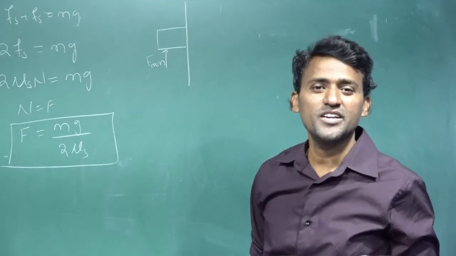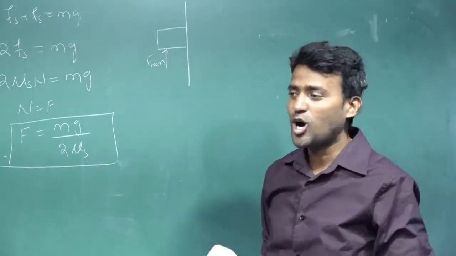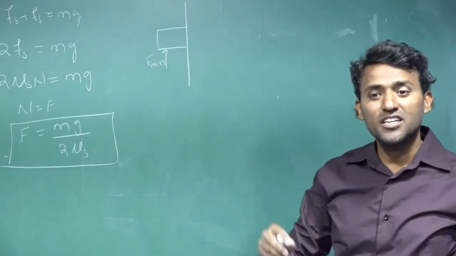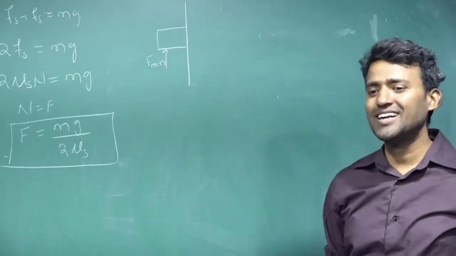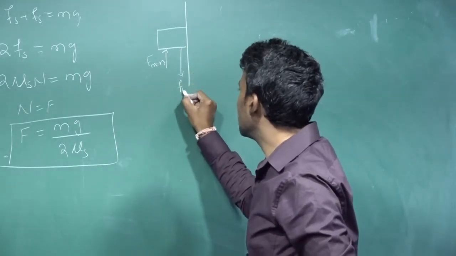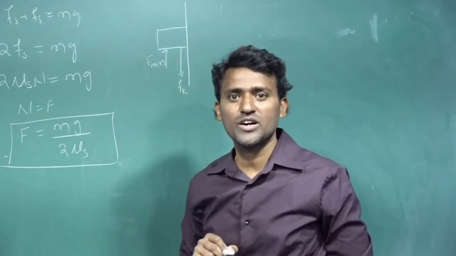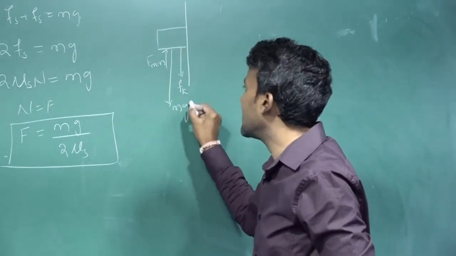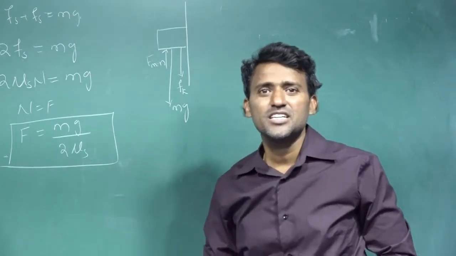Now the object is going upward, so what about the frictional force? Which direction, downward or upward? The object is going upward, so the frictional force will be in the downward direction. The kinetic frictional force is acting downward, and the weight of the object is also acting downward.